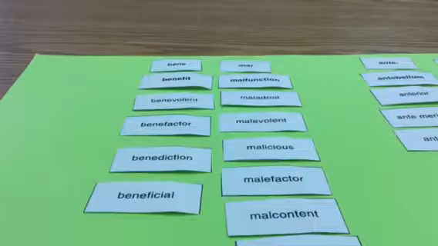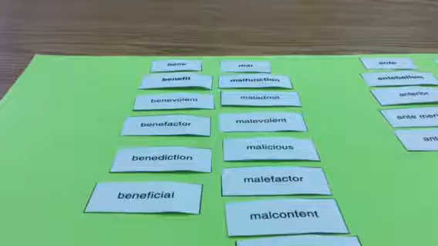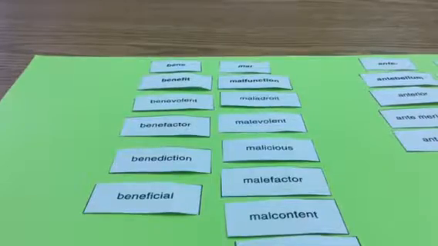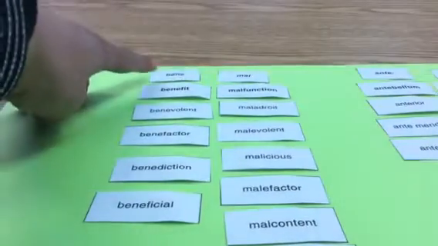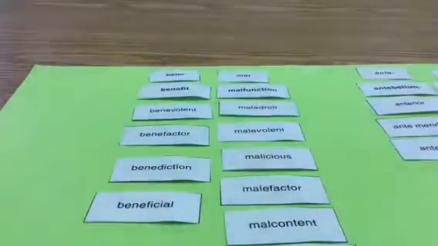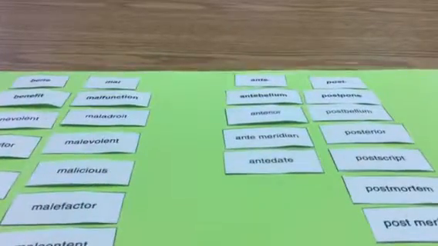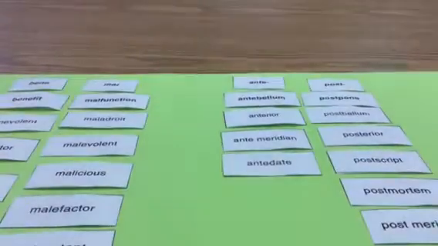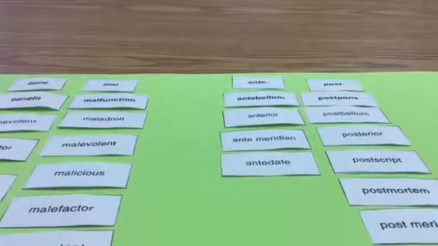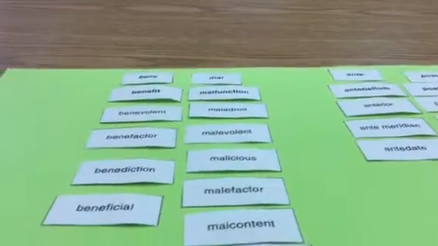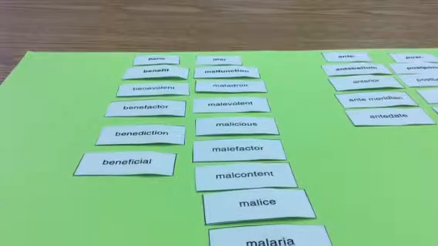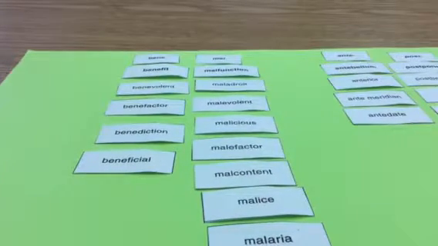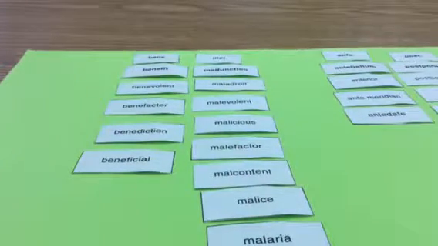Your sort this week is going to be involving Latin roots, and you have the Latin root bene, which means good, and mal, which means bad. And then you have ante, which means before, and post, which means after. And I'm going to go over the meanings of the words with you and say them for you. Pay attention to the Quizlet this week so that you can get to know what the words mean.